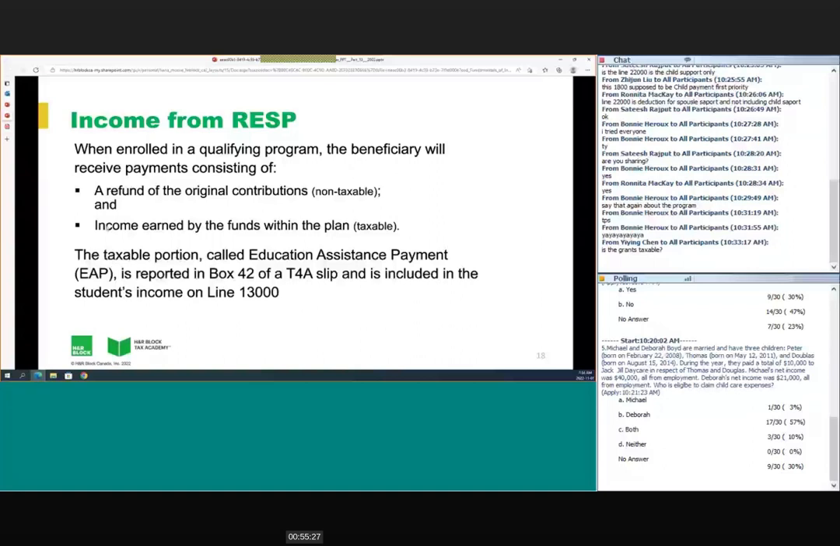The whole point of putting the money in, if you start when your children are a baby, by the time they go to school, it could be in the plan for 18, 19 years. Hopefully there will be some income growth. So the taxable part is called an education assistance payment, an EAP. Both my sons went to university and we dealt with this, getting this from our financial institutions. They would receive a T4A slip with box 42 in it, and that has to be included in the student's income on line 13000. So that's the taxable part. The growth in the fund is taxed in the hands of the beneficiary, the one going to school.